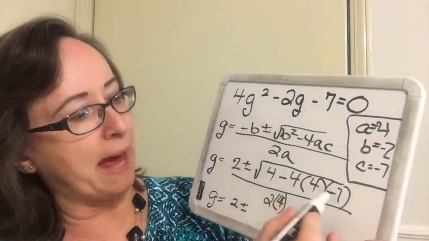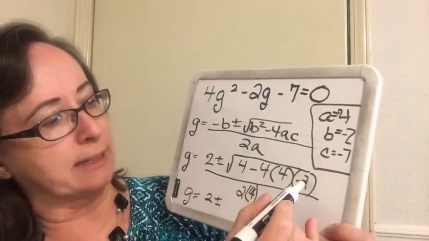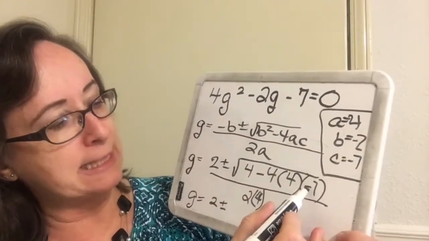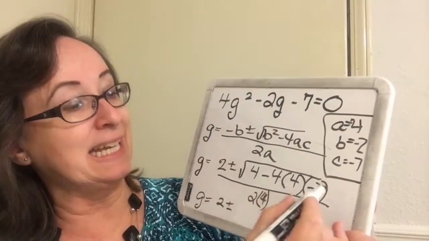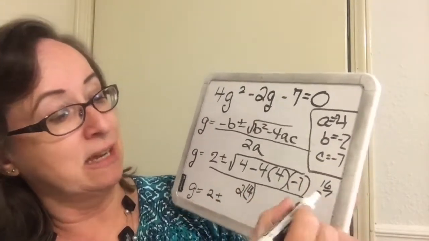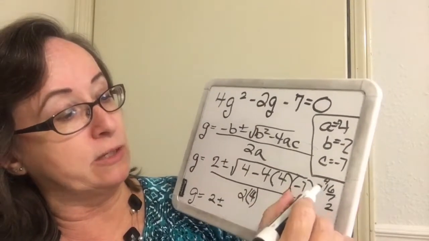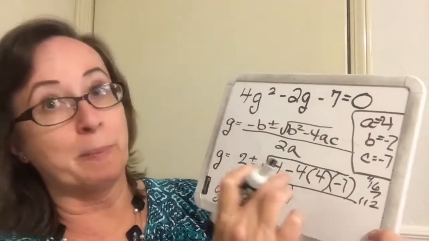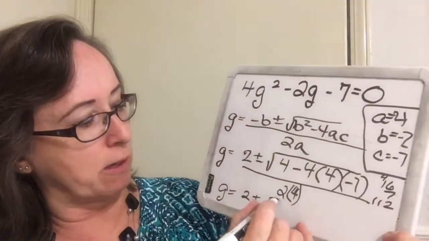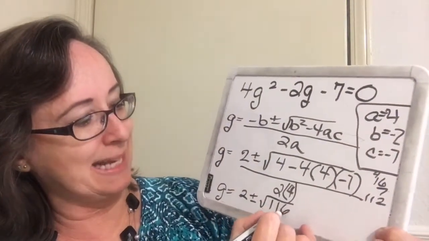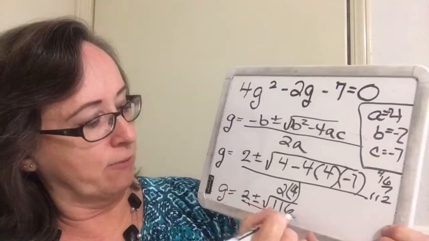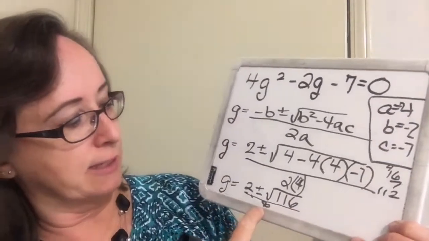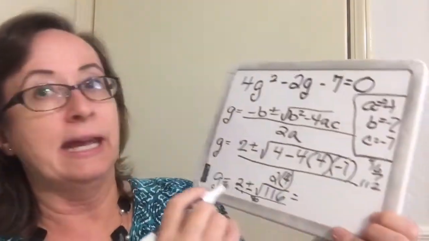Now, this whole back side here is 3 products, 3 things multiplied together. A negative times a negative is going to be a positive. And I have a 16 times a 7, which is going to be 112. So I wind up with 4 plus 112. So I'm going to have the square root of 116, all divided by 8. So I have an 8 in the denominator. That doesn't look like an 8, but that's an 8.